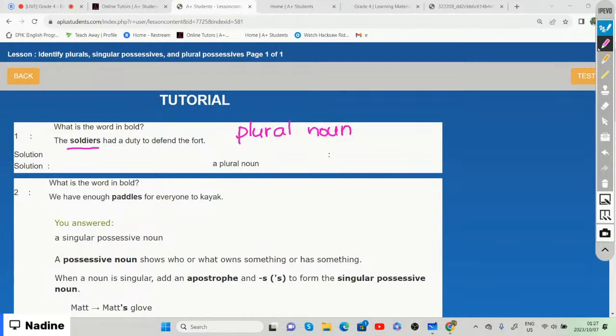And it's only a plural noun because it just shows that there is more than one soldier, right? As soon as there is an apostrophe or an apostrophe and S, then it shows possessive nouns. Then we can either say a singular possessive or a plural possessive noun.